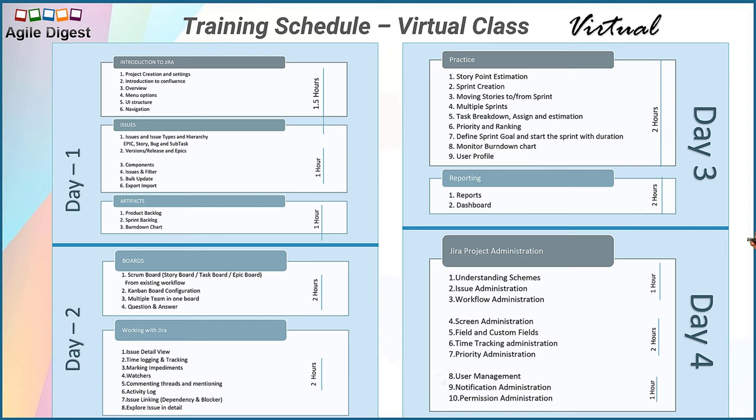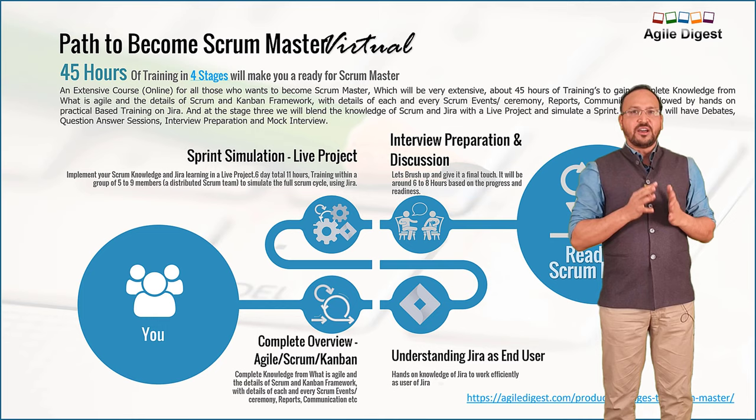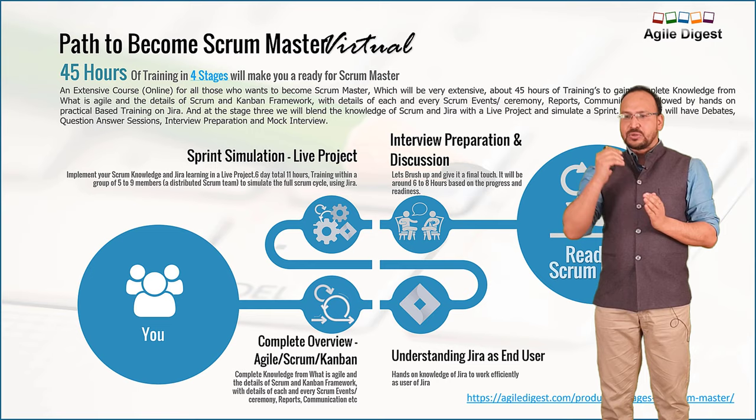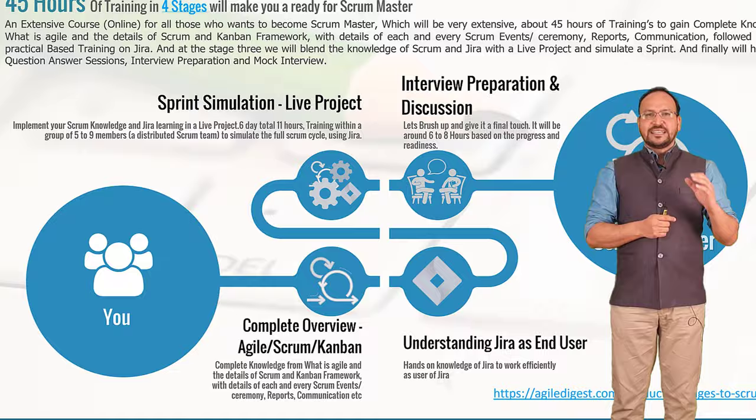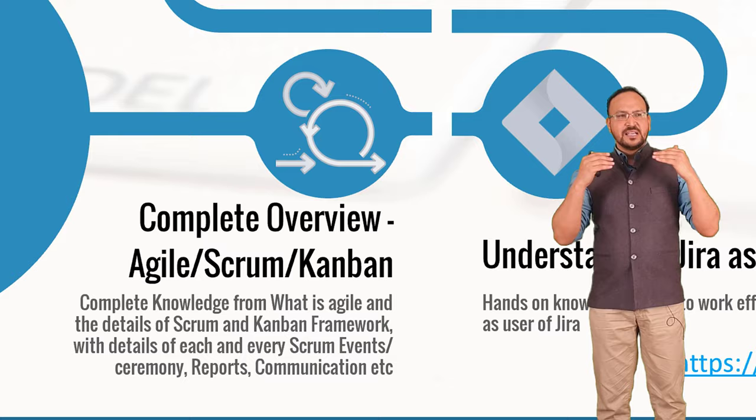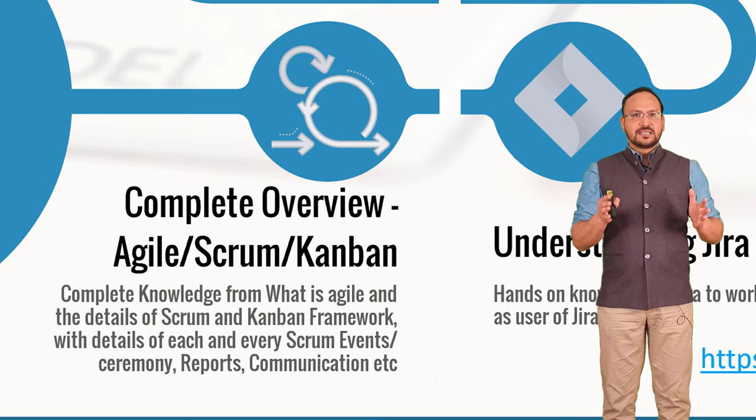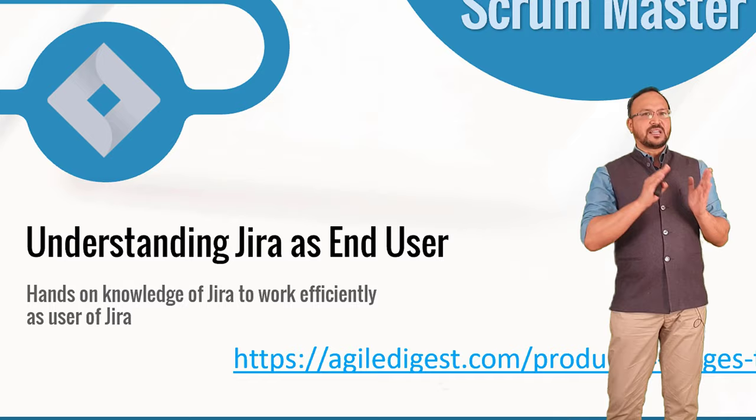We have recently introduced a 45-hour extensive training to make someone a Scrum Master. If you have some idea of business analysis or QA and want to move towards the Scrum Master role, this is where you can start. We give extensive training on understanding the fundamentals of Scrum, Kanban, artifacts, Scrum metrics, reports, different ceremonies, everything in detail. Now, the next stage, we give you an overview of how, as a Scrum Master, you should have some idea of Jira and how Jira works.